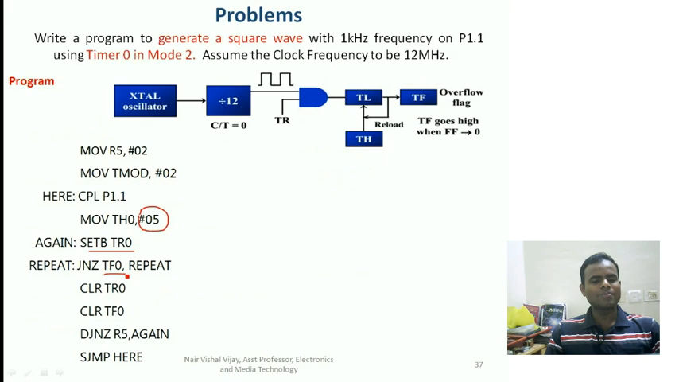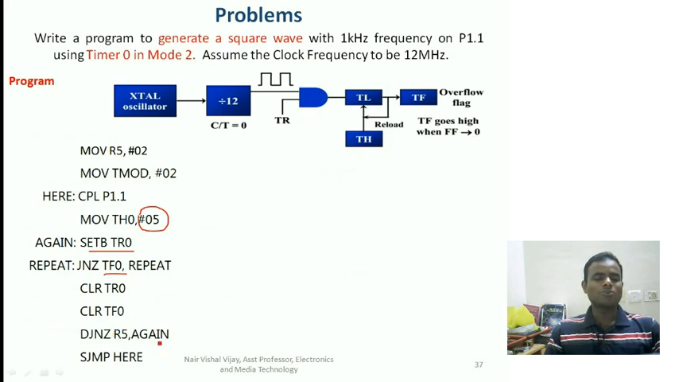to clear the timer run bit, clear the TF0 bit, and then check if the R5 register, which we have initially set as 2, is 0 or not. If it is not 0, then go again. Let us use DJNZ, decrement and jump if not 0. You decrement the value of R5 by 1, and then again go to the loop, that is SETB TR0. Again run the timer once again.